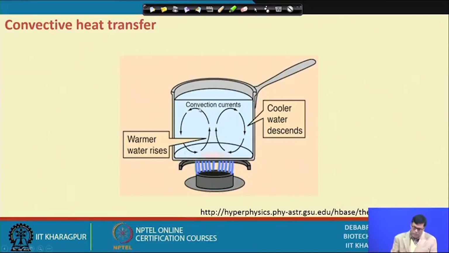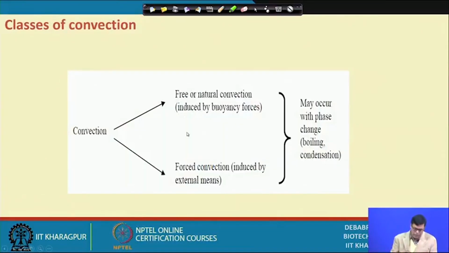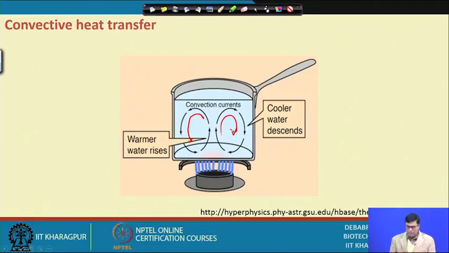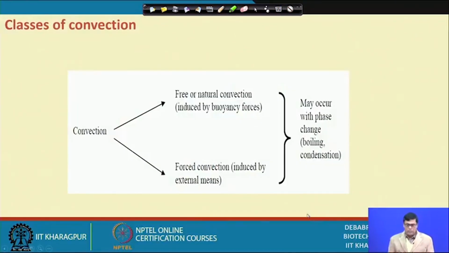So, it is going to rise, and it will come back like this. This is the cooler water descending, and this is the warmer water rising. This is the phenomenon going on during the convection process. So, convection may be of two types. One is called natural convection or free convection, and another is forced convection, which is induced by external means.